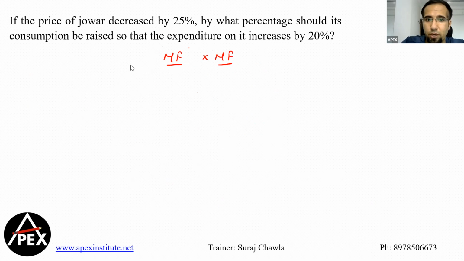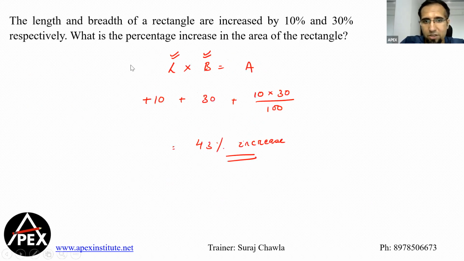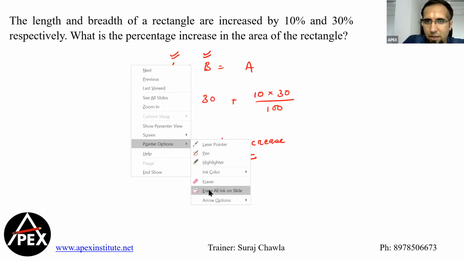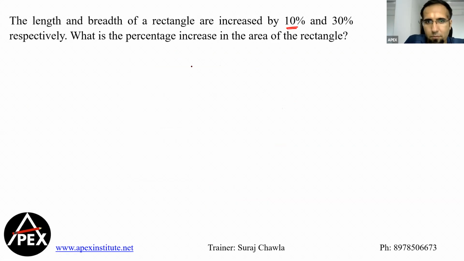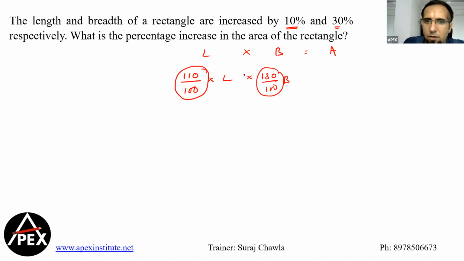Suppose we take this question. What does this question say? The length is increasing by 10%. So 110 by 100 of the length. Length into width is equal to area. The width increased by 30%, so that is 130% of B. So can I say this is a multiplying factor? This is also a multiplying factor, and I'm multiplying them.